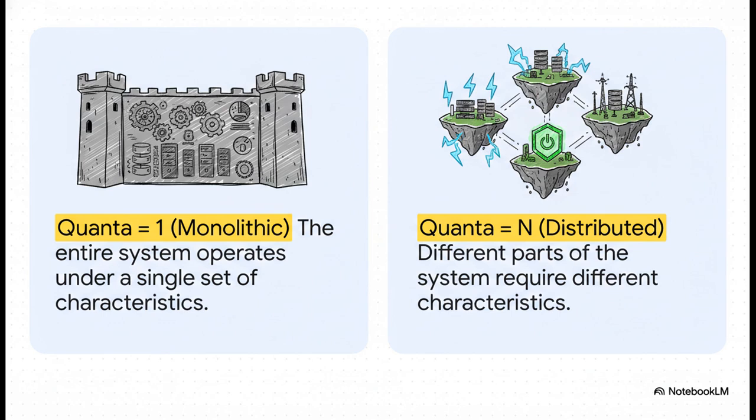Do you need one quantum, or do you need a bunch of them? If your whole system can live happily with one single set of rules for things like scalability and availability, then you have a single quantum. That's the monolithic path. But what if one part of your system needs to scale like crazy, and another part needs rock-solid data integrity? Well, now you need different rules for different parts. You need multiple quanta. And that, my friends, is the distributed path.